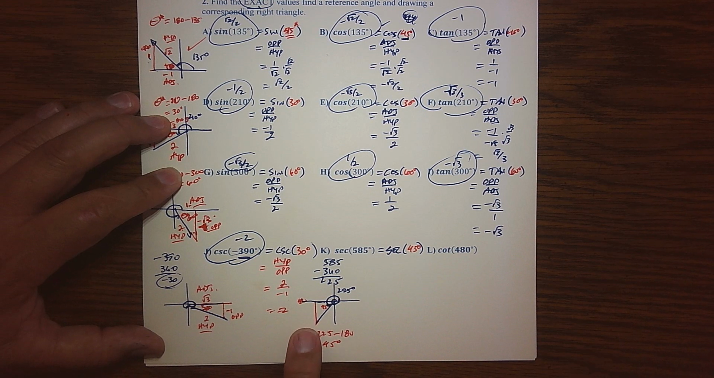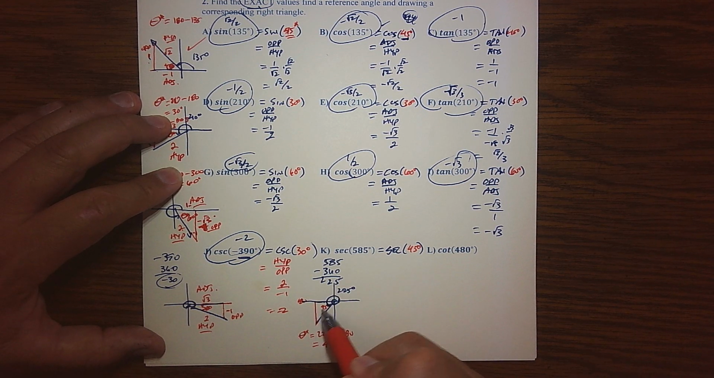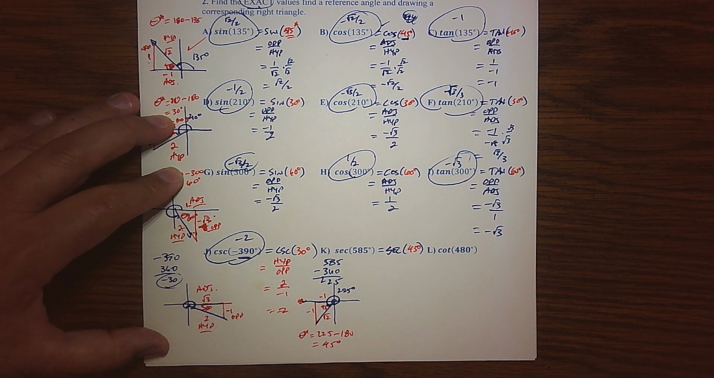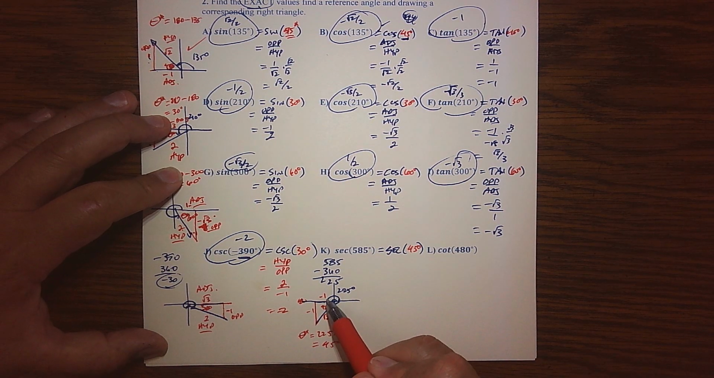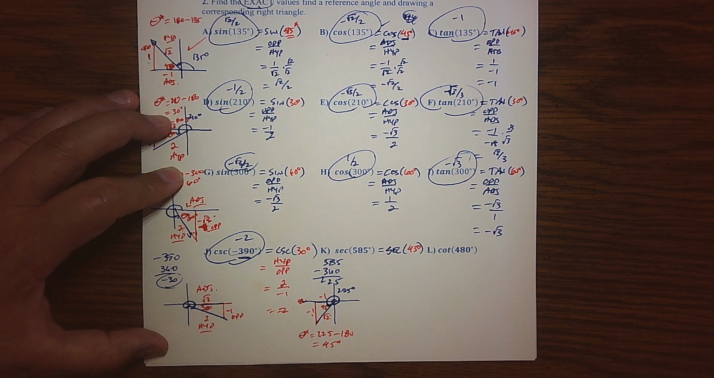All right, again, very, very important: the picture has to go with it. When I label my picture, everything's negative except for this guy, right? And it's a 45 degree reference, so this would be -1, -1, and the hypotenuse is always positive square root of 2. So I have my adjacent, my opposite, my hypotenuse. So now we're ready to go.